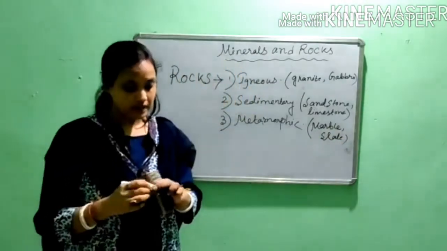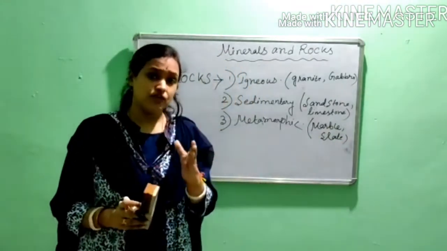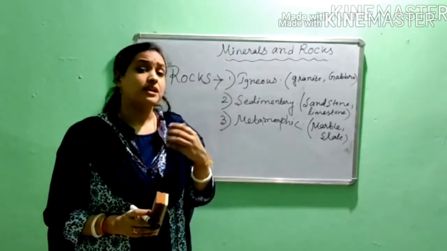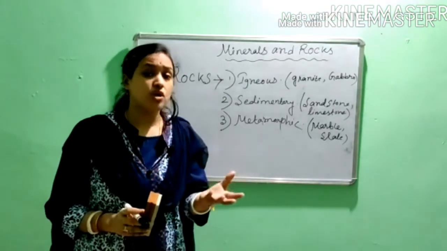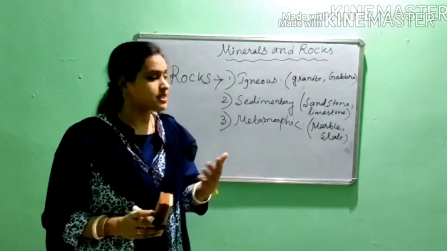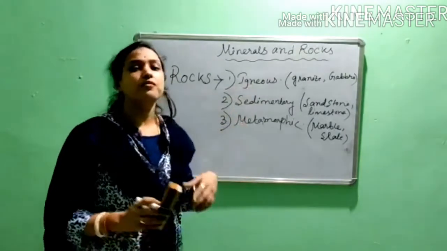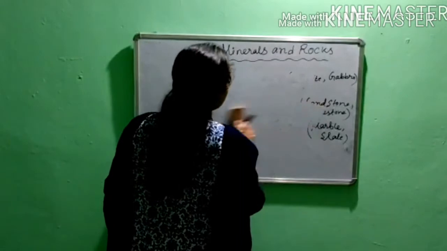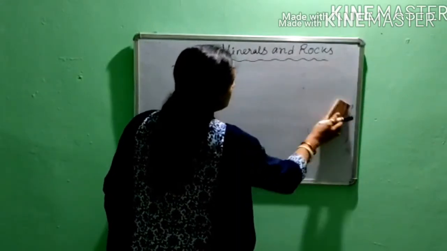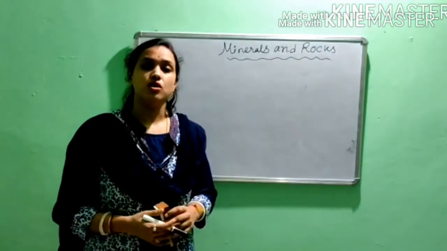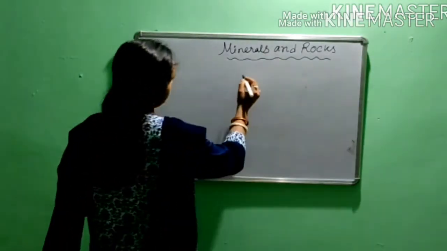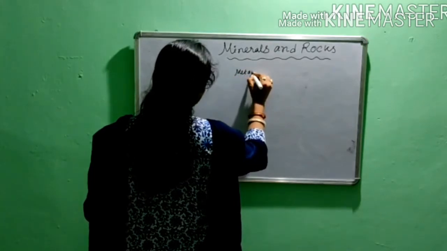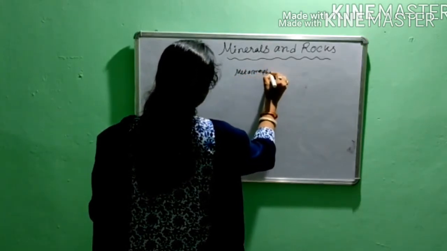etc. Now, students, if I give you one simple description of a rock cycle, then you will understand igneous, sedimentary and metamorphic rock very closely. Now, I draw a rock cycle. So, now we talk about rock cycle. So, here we write metamorphic rock.